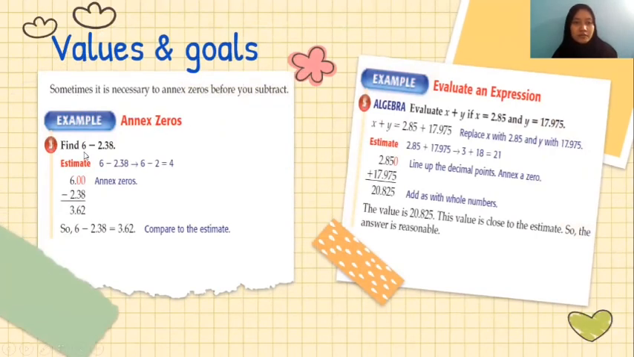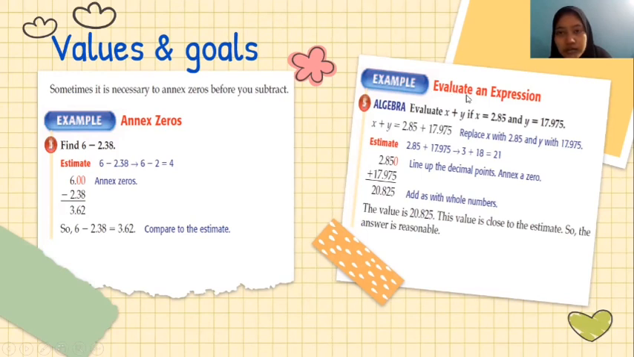Annex 0. Find 6 minus 2.38. This 6 is a single whole number, not a decimal number. So we must annex zeros to 6. Annex 0 means we add 0. And this is the operation of the question. So we get the solution here.